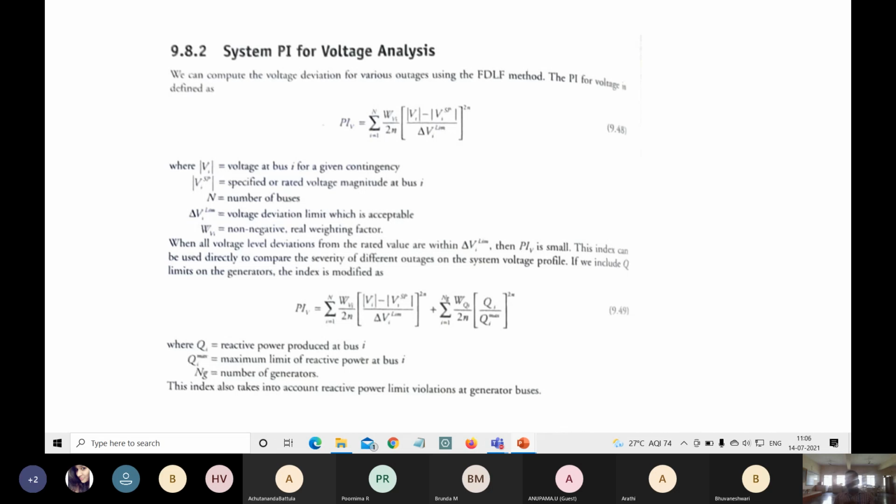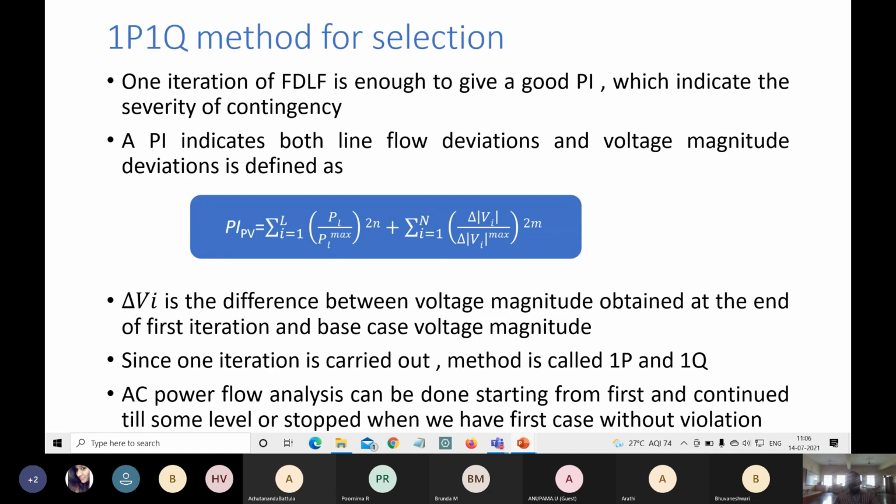By using the MiPower tool, you have one experiment, that is computation of contingency analysis. There you will have the IEEE 13 bus or IEEE 14 bus, 16 bus, whichever is applicable. You can take that bus system and perform the contingency analysis. There you can go for either PI MW or PIV, based upon the requirement. So that's the thing about the system PI. And the next thing is the 1P 1Q method for selection.